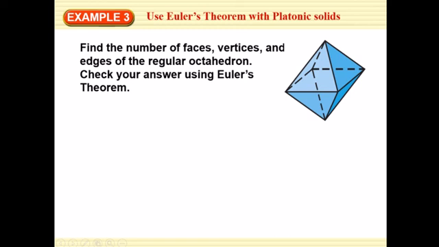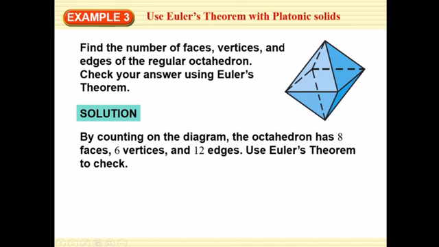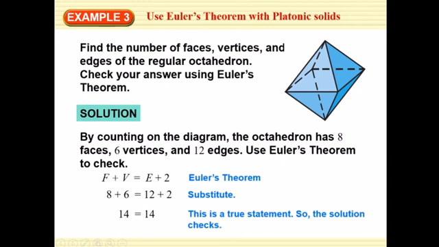So looking at example 3, actually fully utilizing Euler's theorem here. The number of faces and vertices for a regular octahedron, find the number. By counting, you can find that the octahedron has 8 faces, 6 vertices, and 12 edges. Using Euler's theorem to check, f plus v equals e plus 2, 8 plus 6 equals 12 plus 2, and 14 equals 14. Since it is a true statement, the solution checks out.